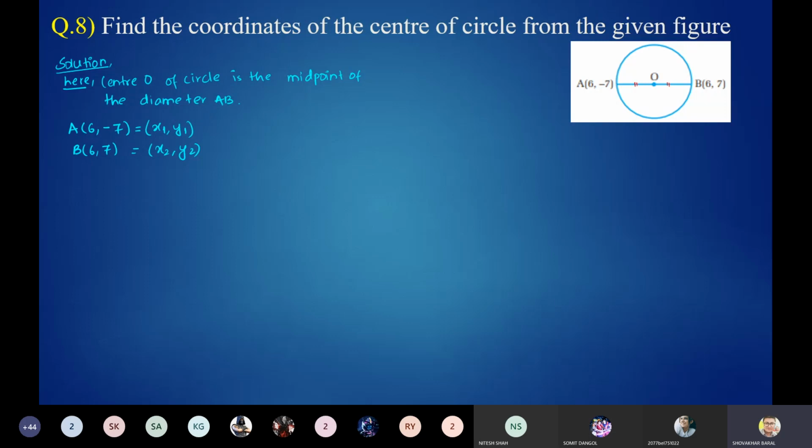I am following the same approach in all the questions so that it will be easier for you. So this is B(6, 7) equals (x2, y2). Let the center be O(x, y). We haven't written "let" here, so let's write: let O(x, y) be the center. But you can simply suppose O(a, b) also. So by using the midpoint formula.